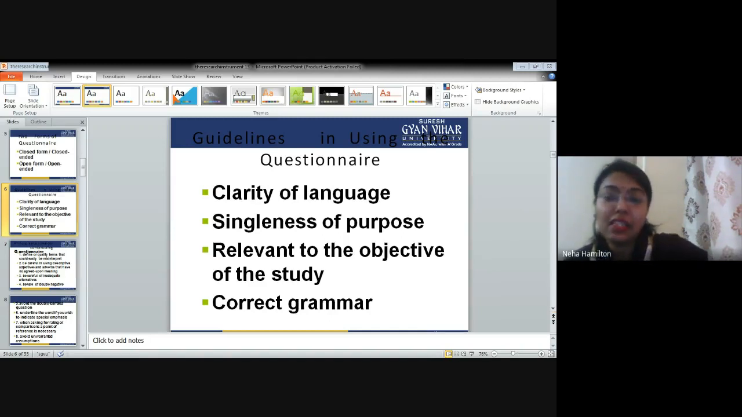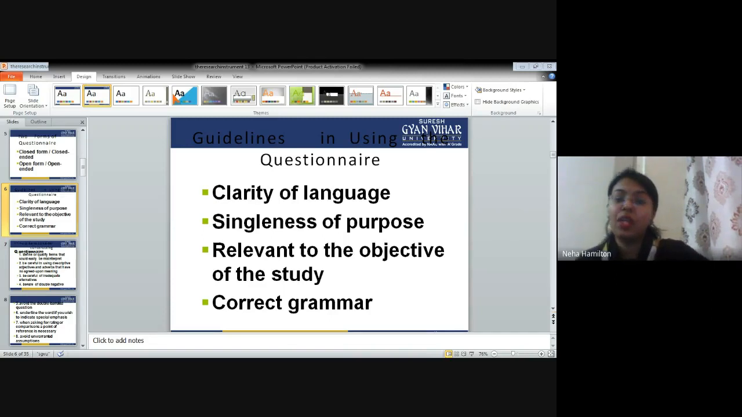Next is singleness of purpose. You should have clarity in your mind regarding what is your purpose of study, relevant to the objective of the study. So, whatever questions you are asking, you should make sure that every question is contributing to finding the answer to a problem, right? So, you should have a clear idea of what kind of questions should be asked, how many closed-ended questions and how many open-ended questions should be put in a questionnaire.